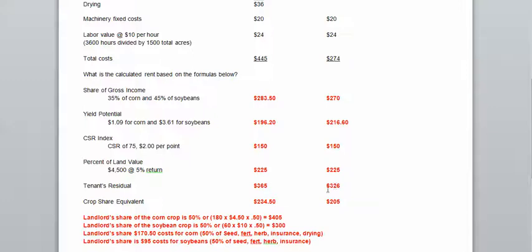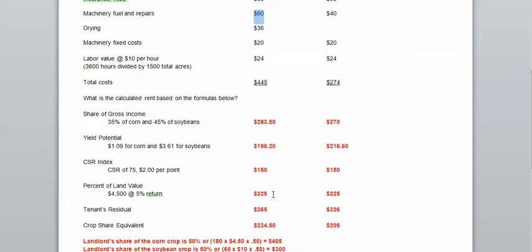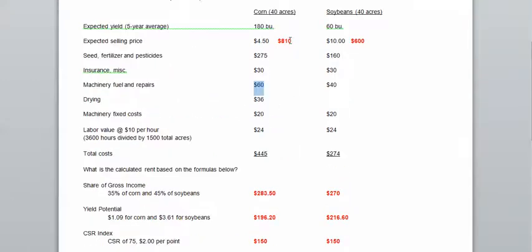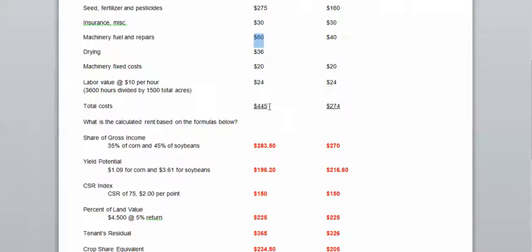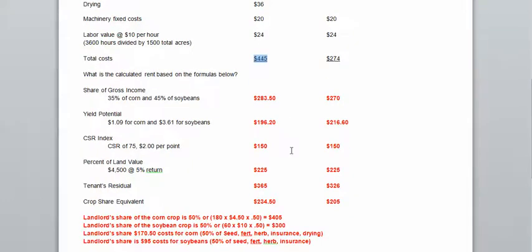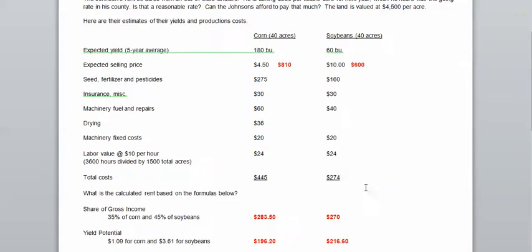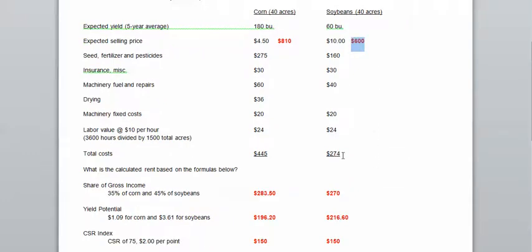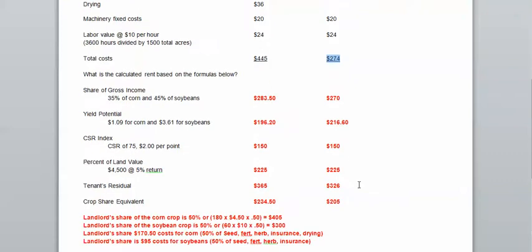But in this case, we took the tenant's residual by taking the $810 gross income from corn and subtracting all costs except rent, the $445 an acre, and that gives us a tenant's residual on corn of $365 an acre. We do the same thing on soybeans. Gross income of $600. We subtract the total cost except rent of $274. That leaves us a residual or leftover of $326 an acre.